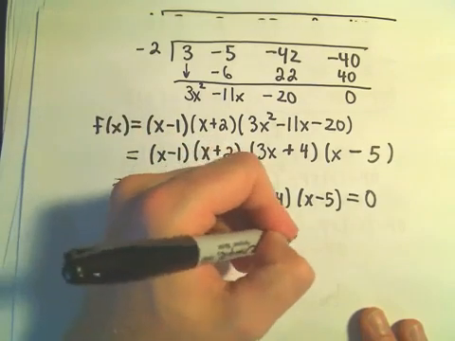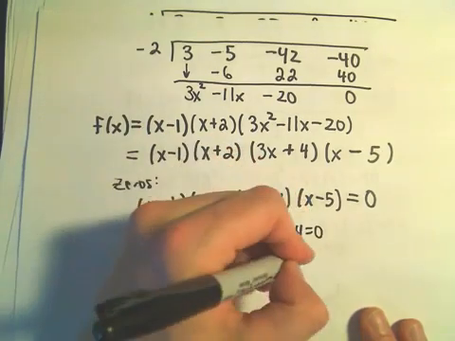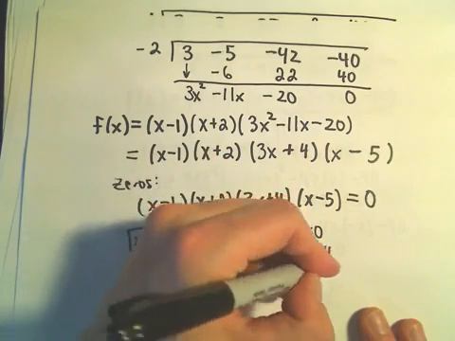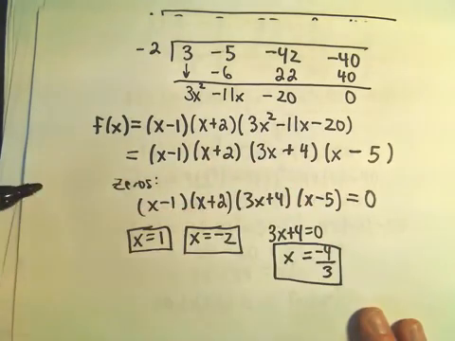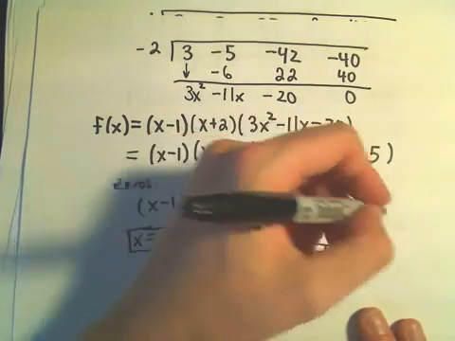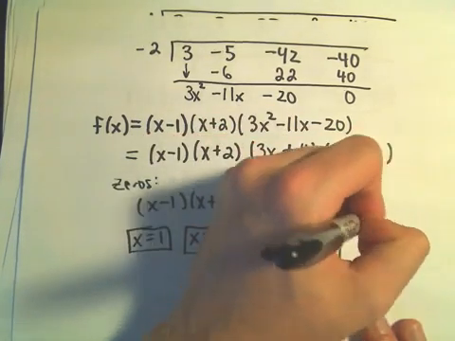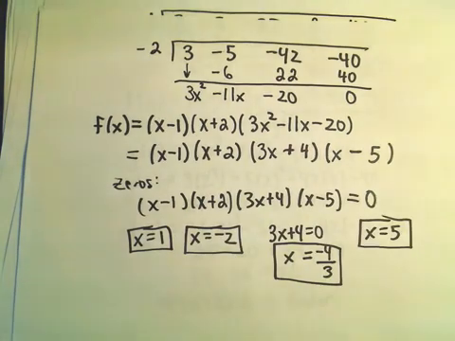If we take 3x plus 4 and set that equal to 0, we would subtract the 4 and divide by 3. That would give me another 0. And then if we take our x minus 5 factor and set it equal to 0, we'll just get x equals positive 5 as our other zero.